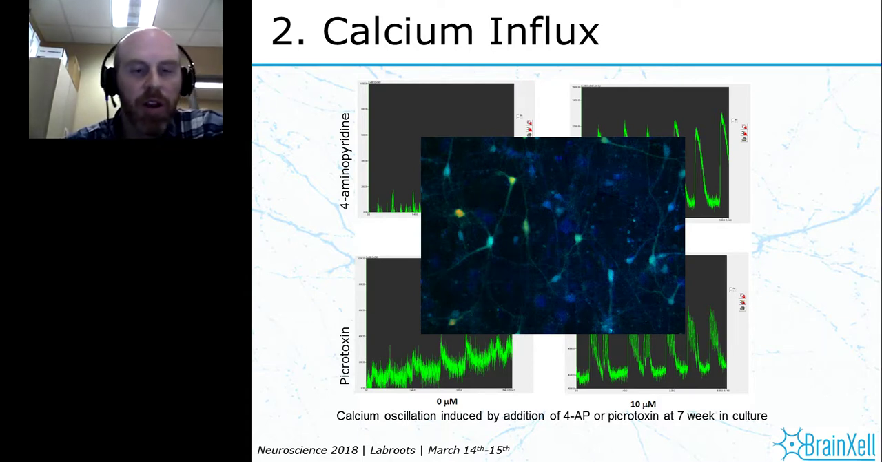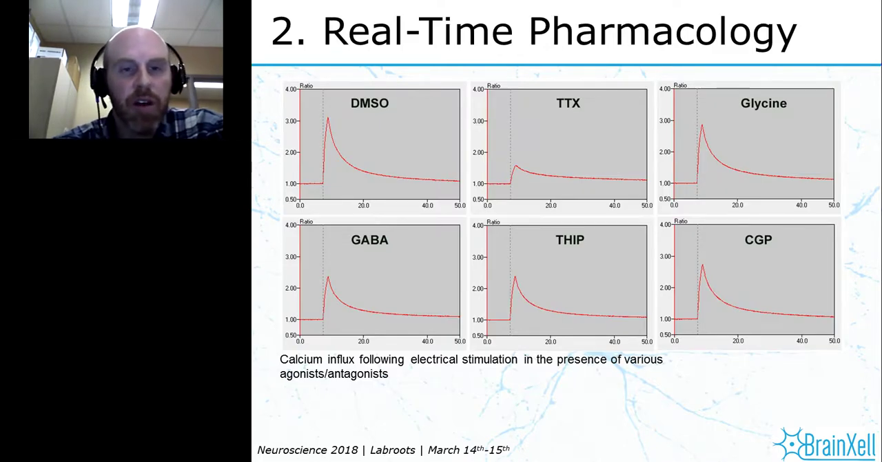So here we're looking at very long-term cultures, but acute changes that are not related to oscillatory activity in the cultures can also be examined using various pharmacological agents. This is just an example of a quick experiment we ran with, I think, maybe day 10 or day 12 neurons, applying different agents and looking for changes in the culture following electrical stimulation. Again, this is looking at calcium influx, but here you're looking at more of a real-time pharmacologic response rather than whole network activity.